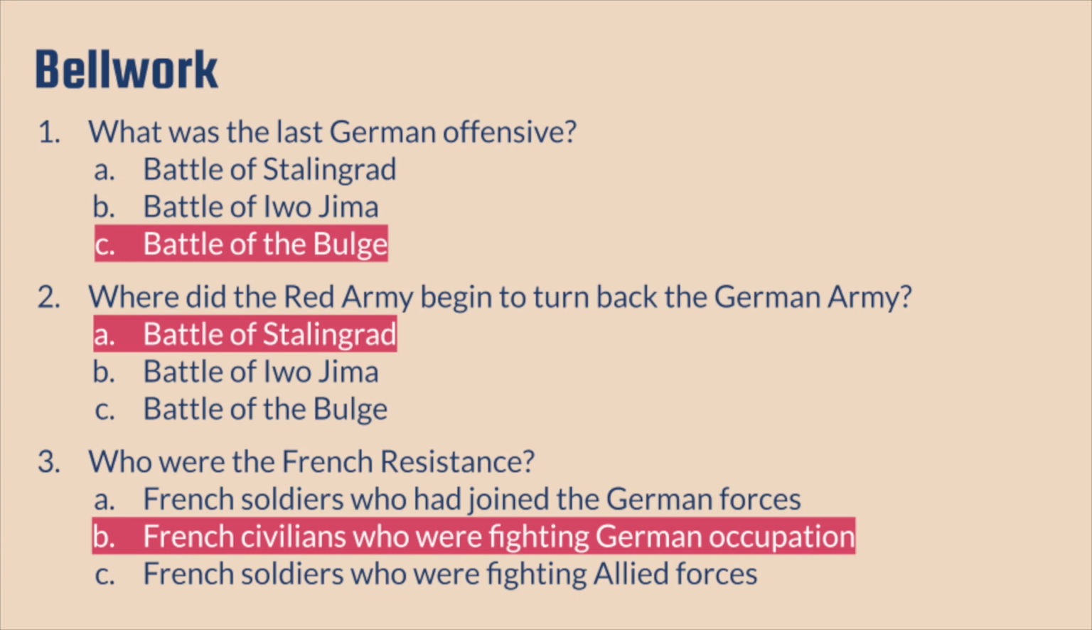Let's review. 1. What was the last German offensive? C. Battle of the Bulge. 2. Where did the Red Army begin to turn back the German army? A. Battle of Stalingrad. 3. Who were the French resistance? B. French civilians who were fighting German occupation.